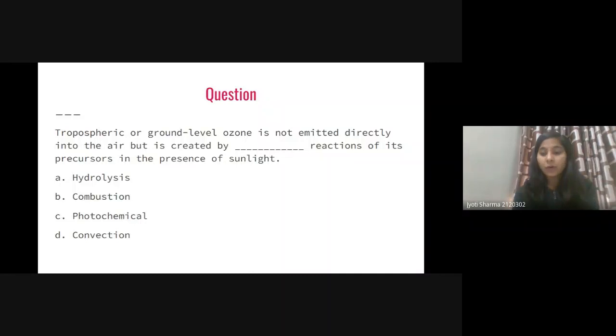Then we have ozone that is tropospheric, or ground level. It is not emitted directly into the air, but it is created by which reaction of its precursors in the presence of sunlight? I have four options: hydrolysis, combustion, photochemical, and convection. Nishant already gave me answer C for that. Rashmi also gave me C. Alka, what do you think about this answer?